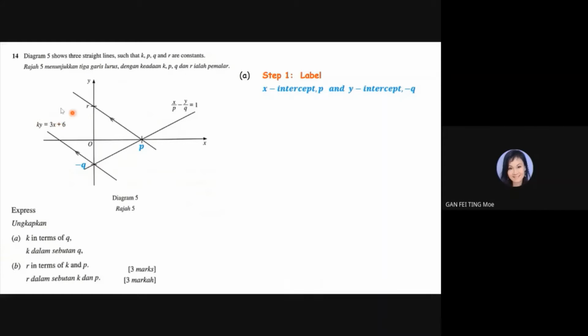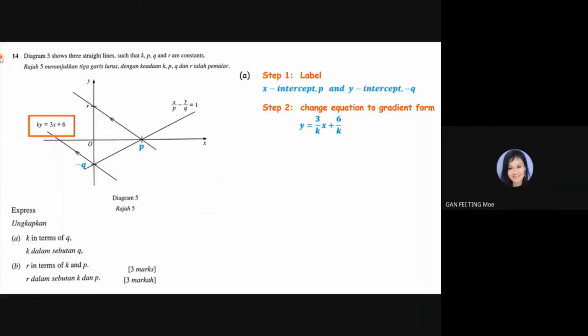Okay, so what are you going to do? Since this is not gradient form, you need gradient form to identify the Y-intercept. So the next step, you change the equation to gradient form. So how to change into gradient form? Remember, as what Yi said just now, the coefficient for Y must be 1 in order to form into gradient form. So divide every single term with K. So you get Y equals to 3 over KX plus 6 over K.